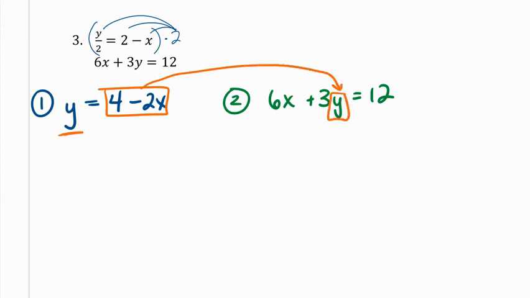Why did we times 2? To get rid of that divide by 2. I did it to both sides. 2 times that would be y. 2 times 2 is 4. 2 times -x is -2x. Right? So now that's y equals 4 minus 2x.